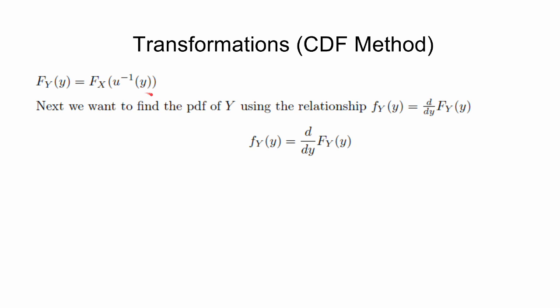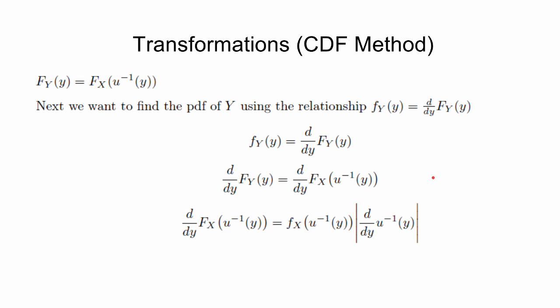Alright, so we're going to be using this, which is what we just showed to be true. We want to find the PDF of y using the relationship that the PDF of y is equal to the derivative with respect to y of the cumulative distribution function. So replacing F sub y with F sub x, we get this. Okay, and we're going to differentiate this.